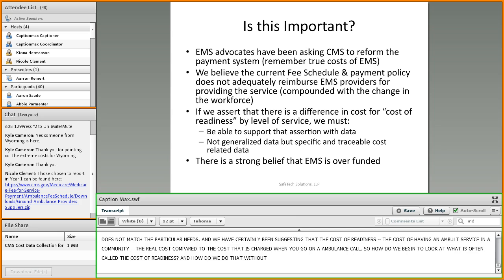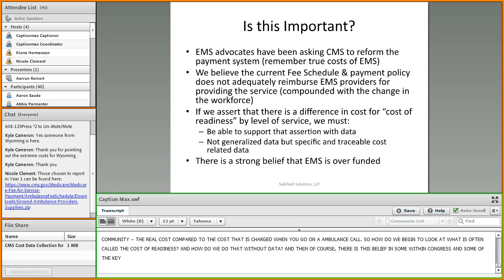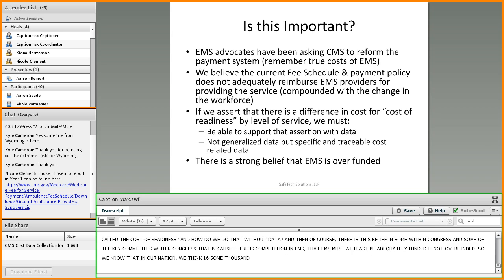We certainly have a strong belief that the current fee schedule and the payment policy doesn't match the particular needs. And we've certainly been suggesting that the cost of readiness, the cost of having an ambulance service in the community, is the real cost compared to the cost that's charged when you go on an ambulance call. So how do we begin to look at what's often called the cost of readiness, and how do we do that without data?